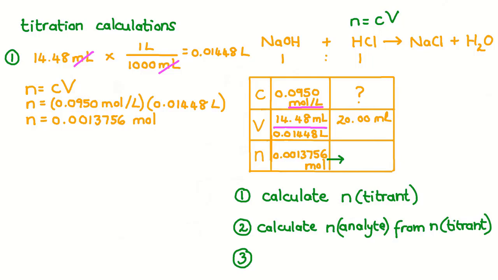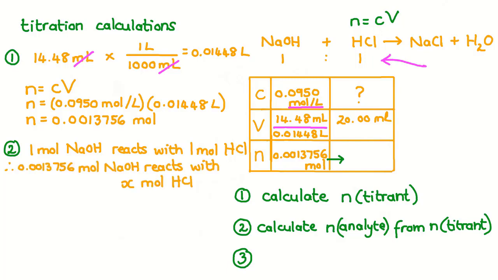Step 2 is to calculate the number of moles of analyte that reacted from the number of moles of titrant. And we do this using the stoichiometric coefficients from the balanced equation. We know that 1 mole of sodium hydroxide reacts with 1 mole of hydrochloric acid. Therefore, 0.0013756 moles of sodium hydroxide reacts with X moles of hydrochloric acid. And of course, because it is a 1:1 ratio, X is equal to 0.0013756 moles of hydrochloric acid, and we can put this value into the table.